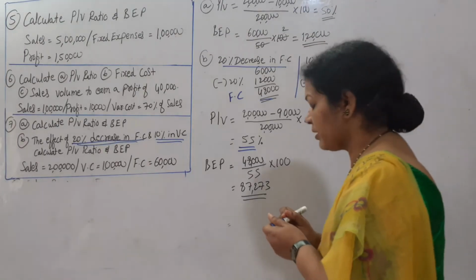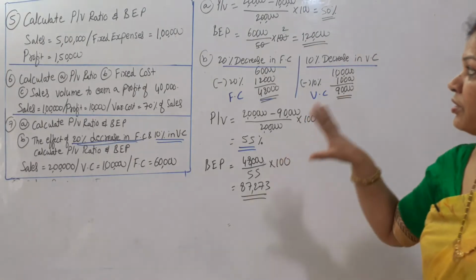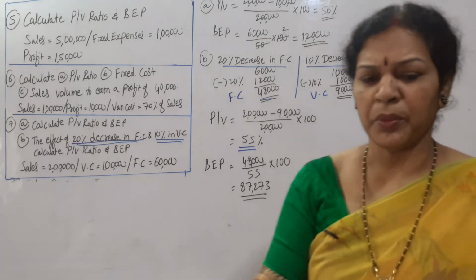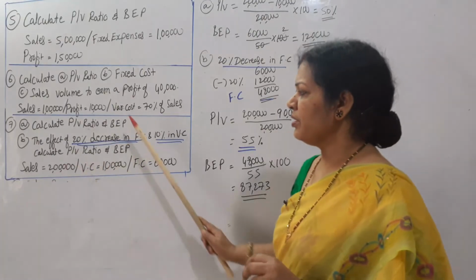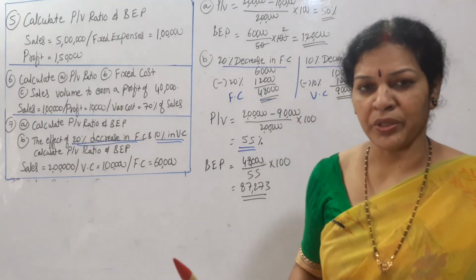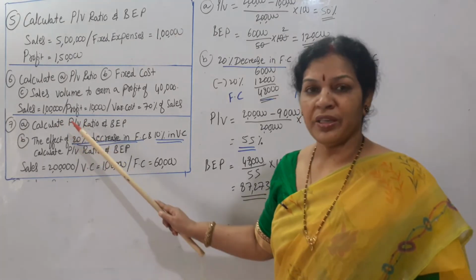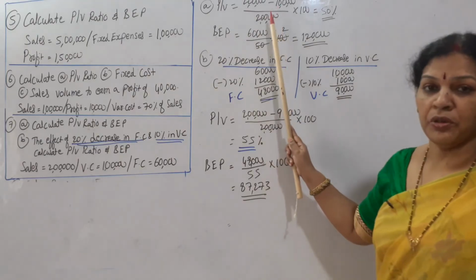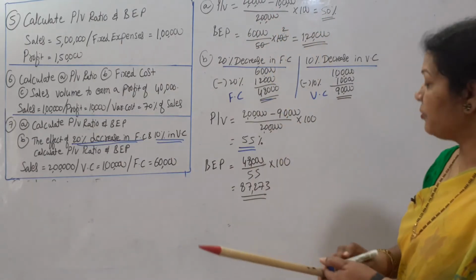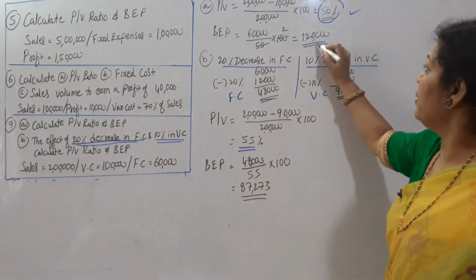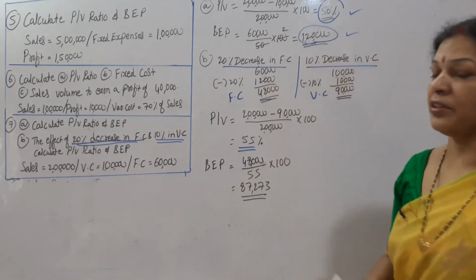Let me explain the entire problem once again. First take a screenshot. In this problem, the data is given, and we need not find out anything. First bit, they are asking us to calculate PV ratio and BEP. We have done PV ratio, we got 50%, and BEP 1,20,000.